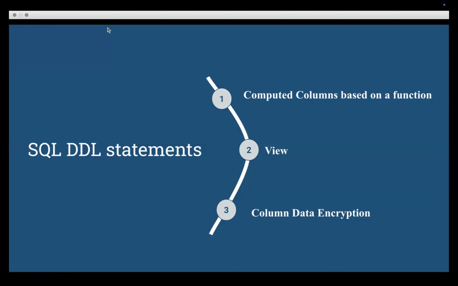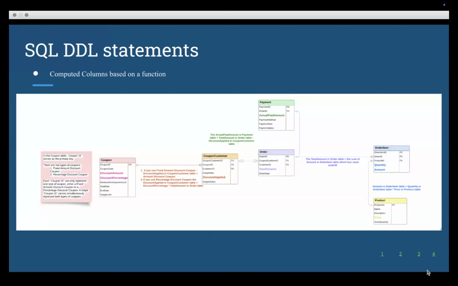Next, we will cover views. And lastly, we will delve into the code-level data encryption, which can enhance security by protecting sensitive data in a database. These slides delve deeper into the topic of computed columns based on functions.